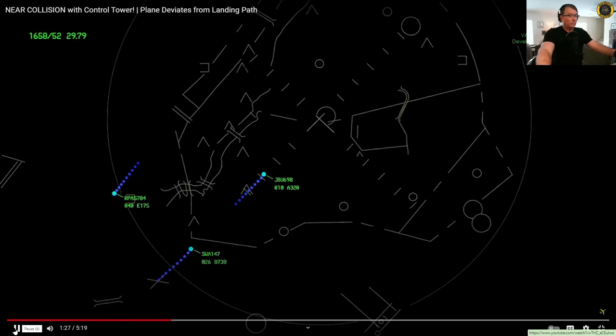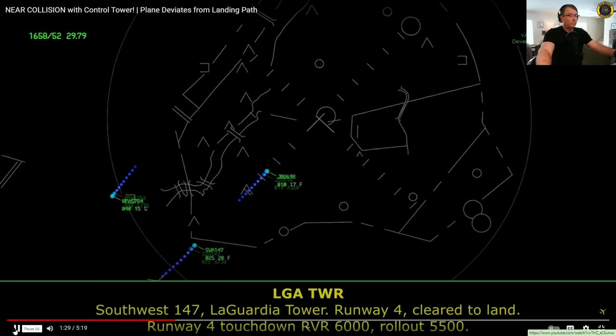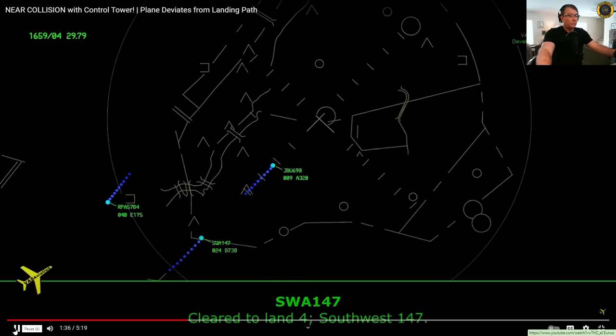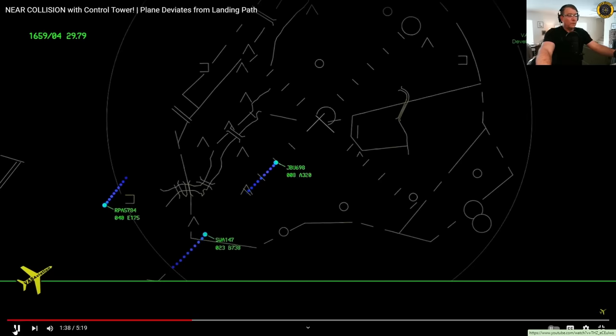LaGuardia Tower, Southwest 147, ILS 4. Southwest 147, LaGuardia Tower, runway 4, clear to land. Runway 4, touchdown RVR 6,000, rollout 5,500. Clear to land 4, runway visual range down to 6,000 feet.